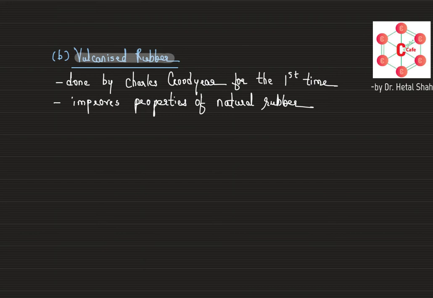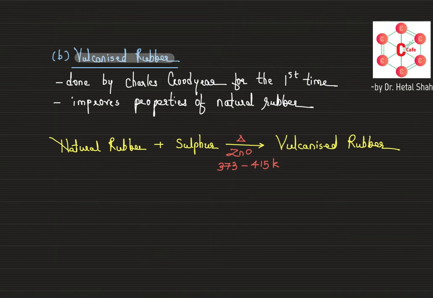So how is vulcanization done then? Let us understand what we have to do with natural rubber. A simple way to understand how a vulcanized rubber gets formed is like you take natural rubber and you add sulfur powder to it, and then you have to heat this mixture at a temperature of about 373 to about 415 kelvins in presence of zinc oxide as a catalyst. Once this is done, you get vulcanized rubber.